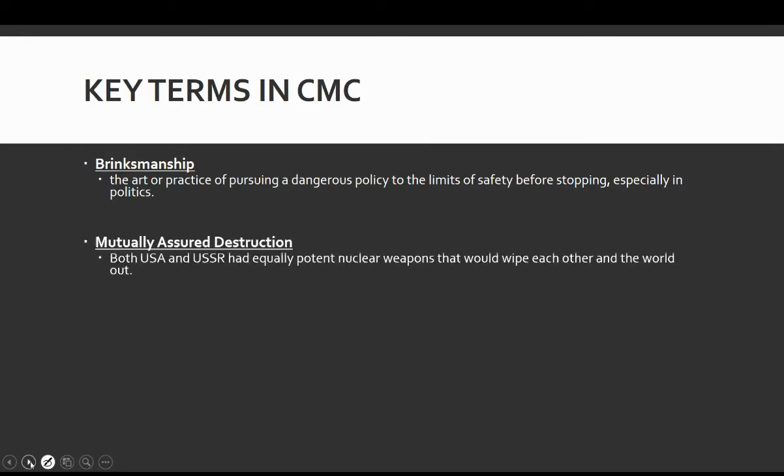So you must understand some key terms that will often come out in the CMC. This could come out in your essay questions or even in your source-based questions. The concept of brinksmanship: going to the brink of war and risking something but not going to war in actual fact. Mutually assured destruction: the fact that both the USA and USSR had equally potent nuclear missiles that could have destroyed each other.